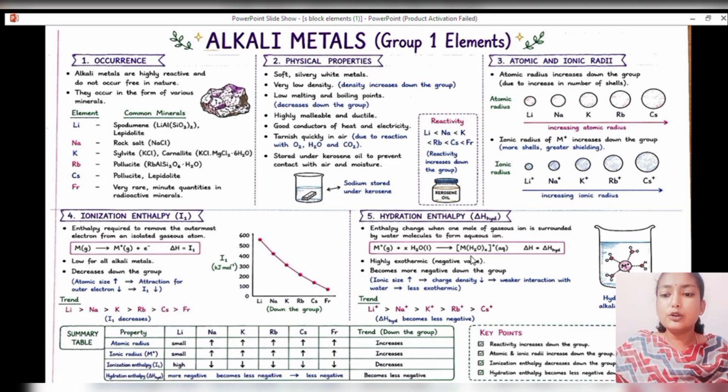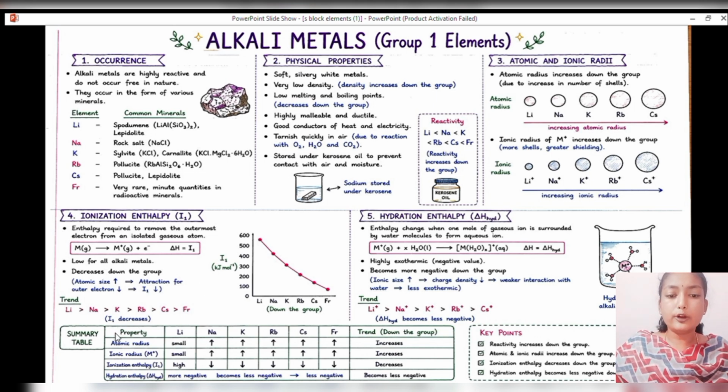Yes. Next we will do a small revision with a summary table. Before that, we have to understand that hydration enthalpy is exothermic and is a negative value, because almost all alkali metals are highly reactive and show exothermic reactions. Exothermic means releasing of heat.